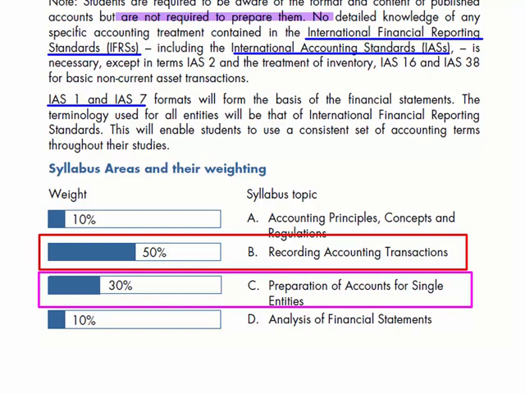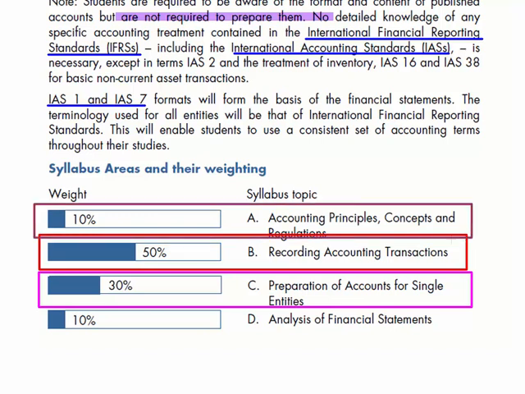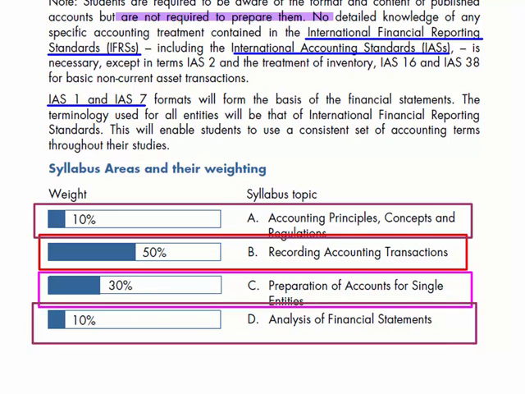And then we've got 10% either side, which is going to be relating to accounting principle concepts and regulations, which is going to be the underlying framework, and it's going to be the accounting standards themselves, including the presentation standards, as well as 10% on the analysis of the financial statements, which will be in respect of your ratios.